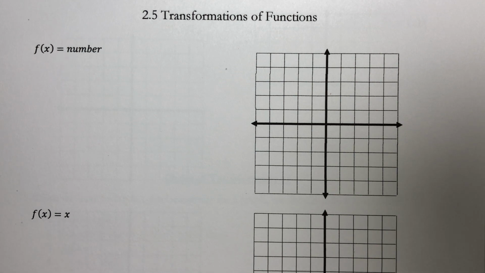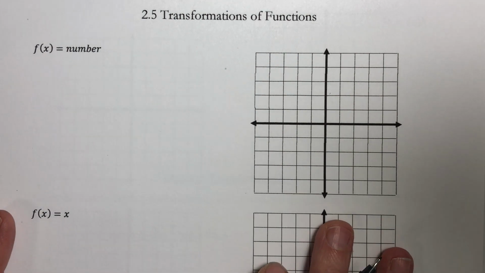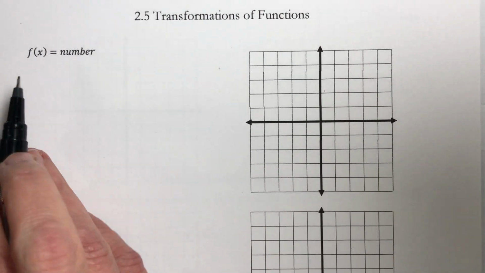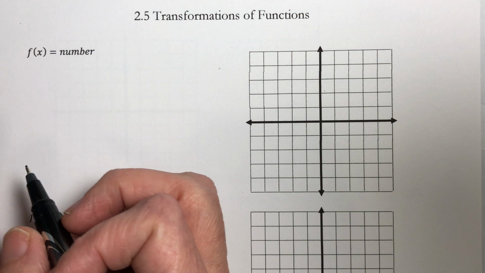So we'll be able to look at a formula and say, okay, well, that's that kind of graph, but it's going to be moved up 3 and left 2. So we'll be able to have a good idea from looking at the equation what our general graph is going to look like. Okay, so the first of these is basically f of x is equal to a number.